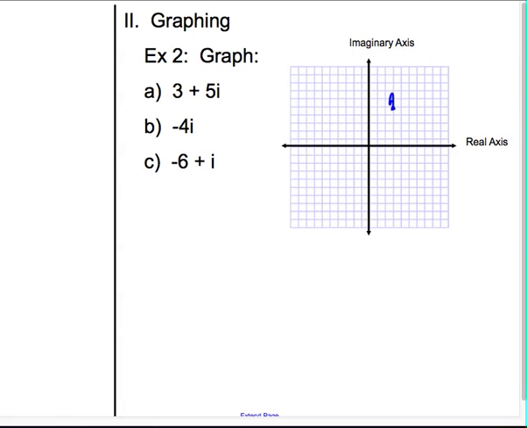For point B, we have an imaginary part, but no real part. So I'm going to go left and right 0, down 4 on the imaginary axis. So there's point B. And then point C, left 6 on the real axis, and this is plus i, which is really 1i, so I'm going to go up 1. And that would be point C.